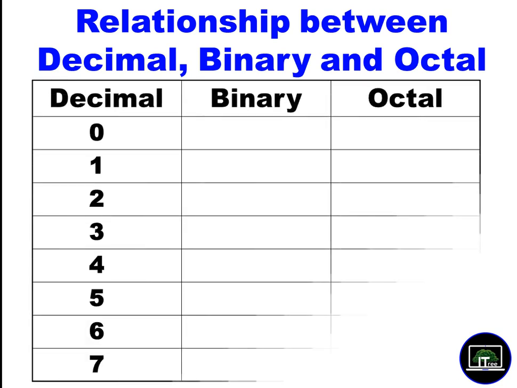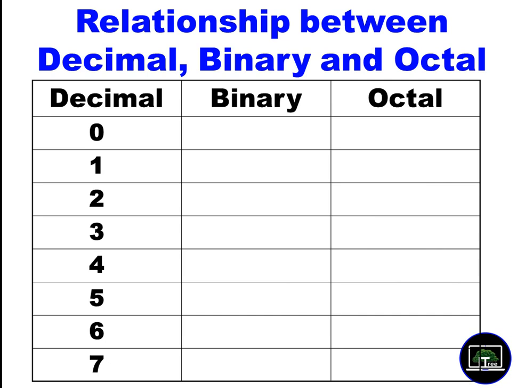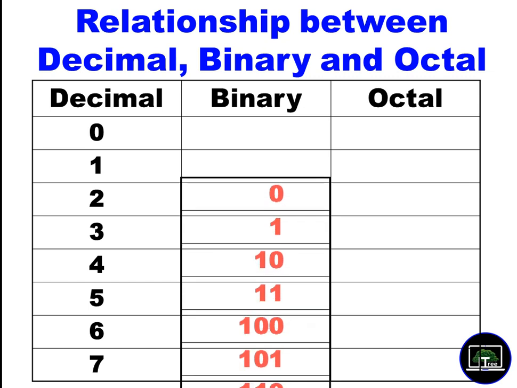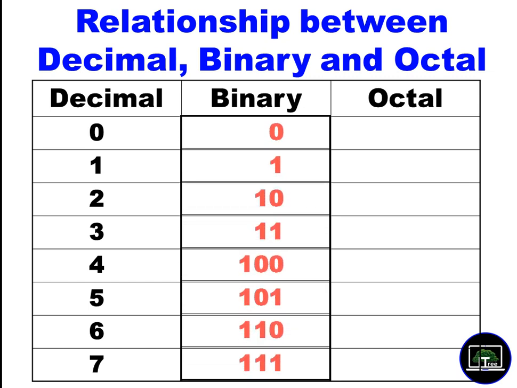These are decimal numbers 0, 1, 2, 3, 4, 5, 6, 7. Then we can write the binary equivalent of these values. Decimal 0 is binary just 0. 1 is 0 1. 2 will be written as 1 0. 3 is written as 1 1. 4 is 1 0 0. 5 is 1 0 1. 6 is 1 1 0. 7 is 1 1 1.